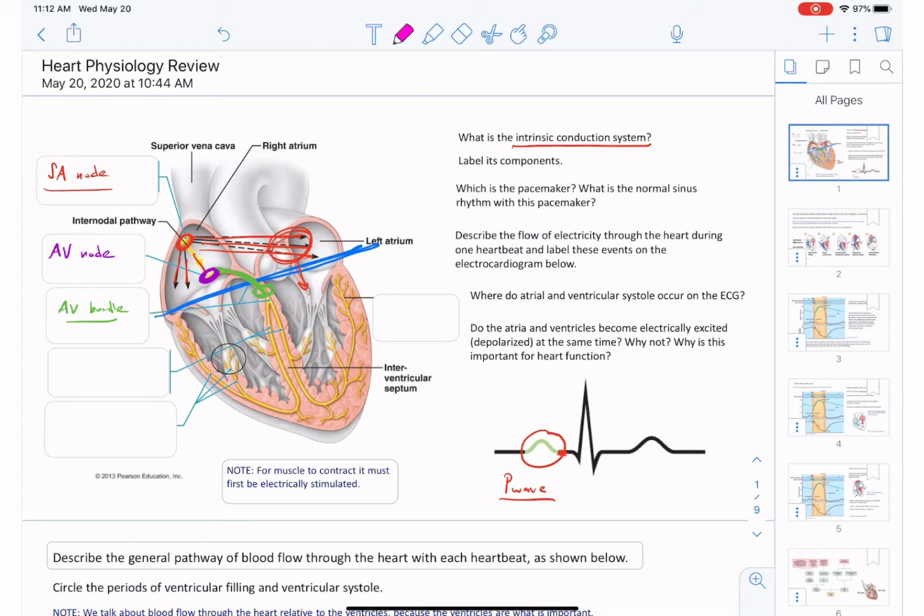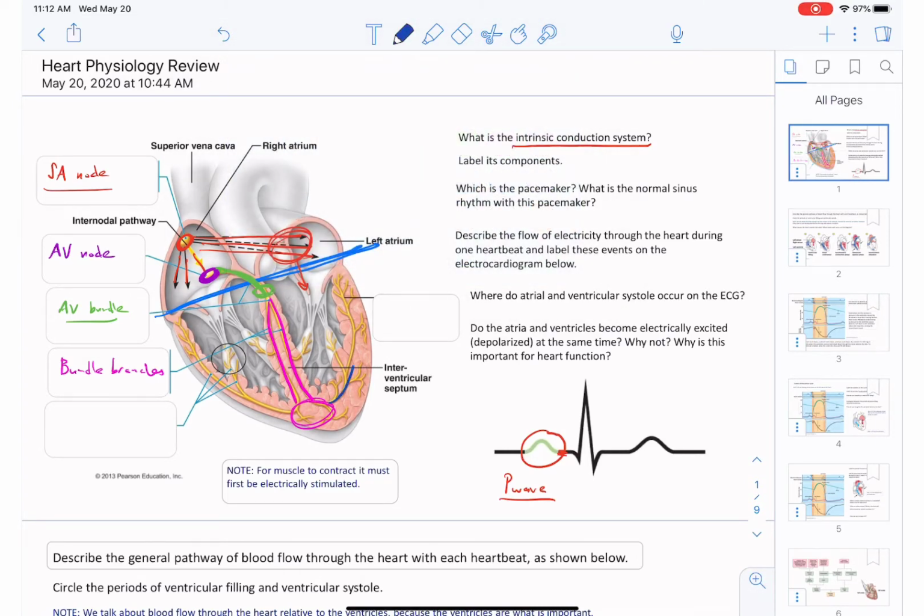Then what happens is those bundles branch right there, and they travel down the interventricular septum. What do we call those branches there? Those are our bundle branches. Then those bundle branches reach the apex of the heart.